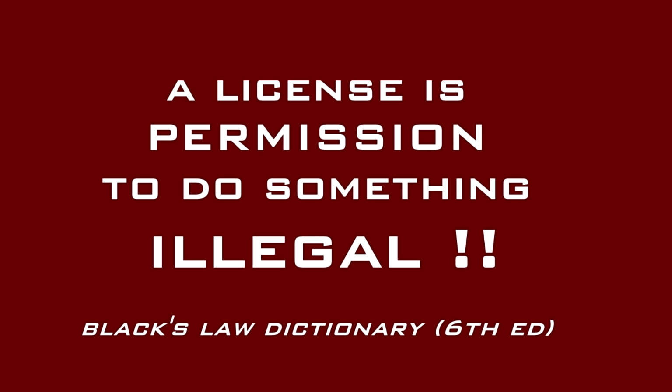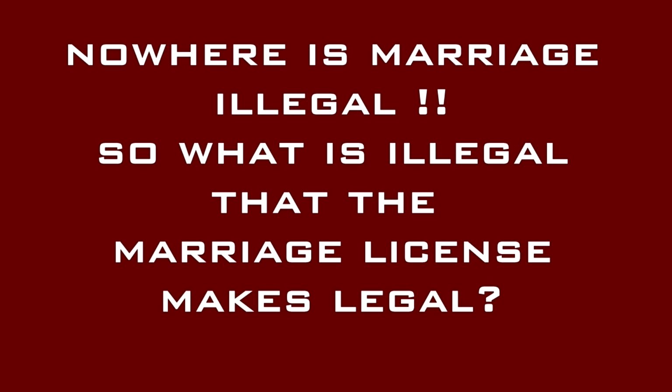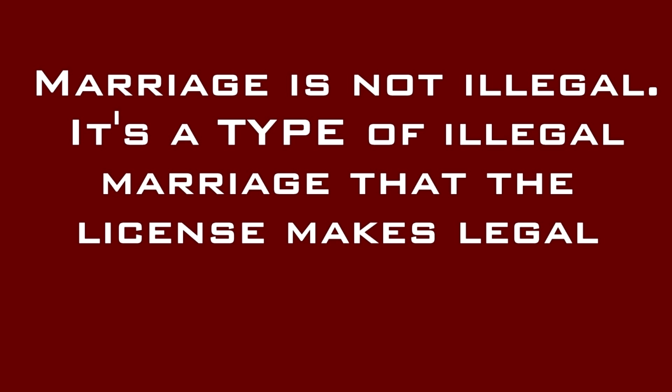So, what's a license? A license is a permission slip for you to do something that would be illegal if you didn't have that permission slip. Marriage has never been illegal. So what's going on here? Certain kinds of marriages are illegal. That's what's going on. In this case, it's plural marriages that are illegal.